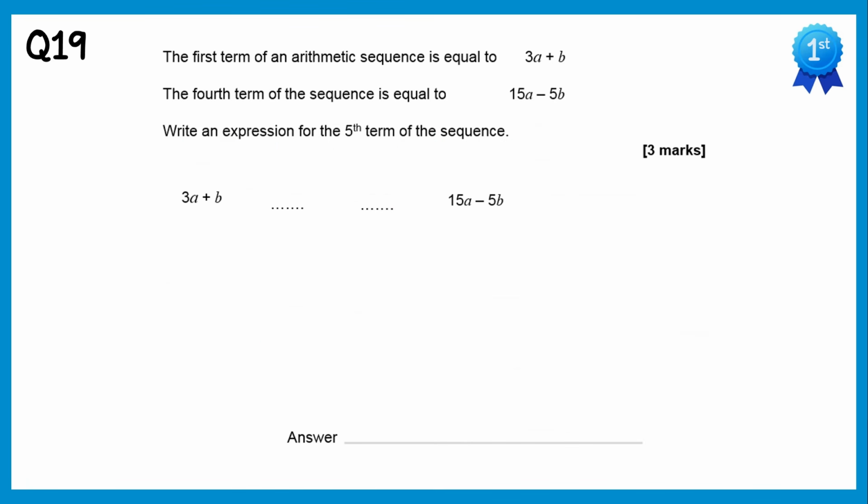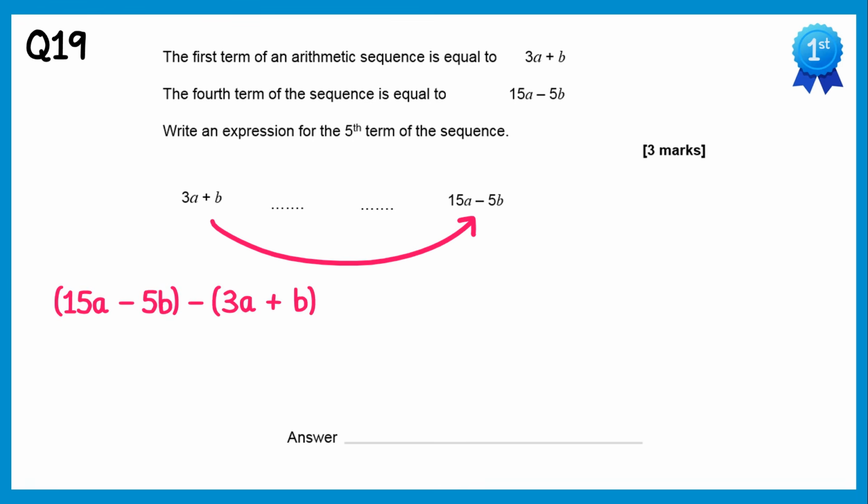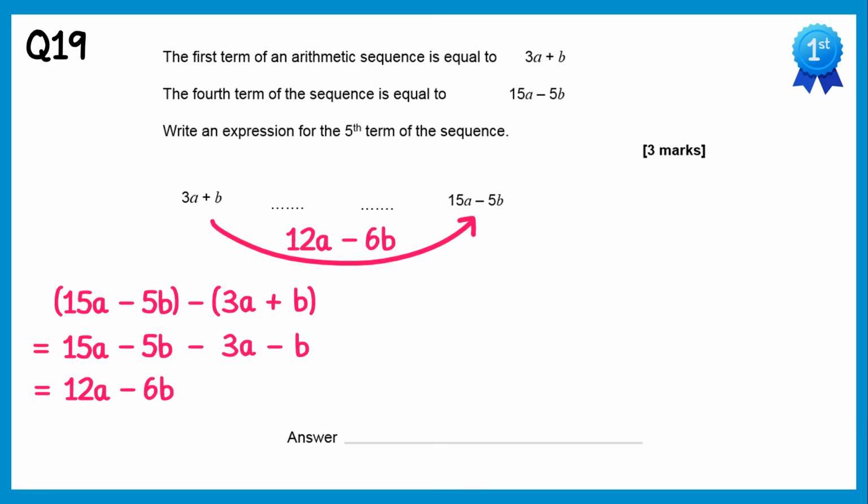To start this question, I'm going to work out how you get from the first to the fourth term in one big jump. To do this, you just take away the terms, so 15a minus 5b, take away 3a plus b, which is 15a minus 5b, take away 3a, and importantly, take away b, because that negative affects the b as well. If we collect like terms, we have 15a take 3a, which is 12a, and minus 5b minus b is minus 6b. This tells us to get from the first to the fourth term, we do 12a minus 6b.